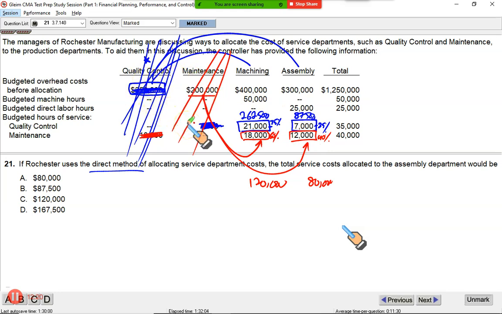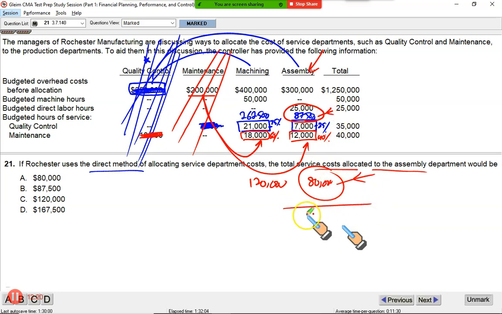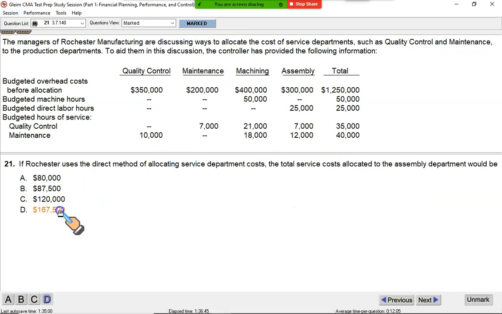Right? So what was the question? The question said, calculate the total service cost allocated to assembly. This is the assembly department. And these are the two costs that are going to assembly, 87,500 and 80,000. If you add these two, 87,500, this is the cost of quality control, and 80,000, this is the cost of maintenance. If you add these two, it is going to be 167,500. This is the total cost of maintenance and quality that goes to assembly. That makes D to be the correct option. This is the direct method.